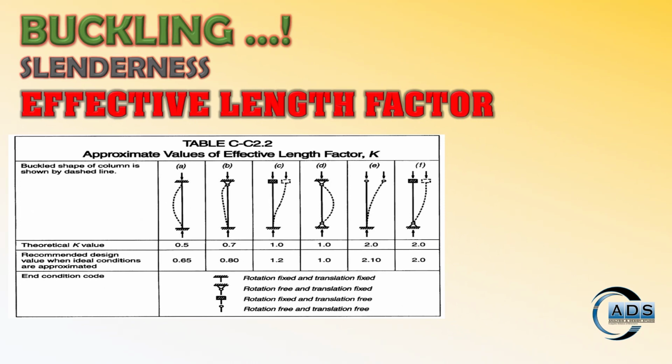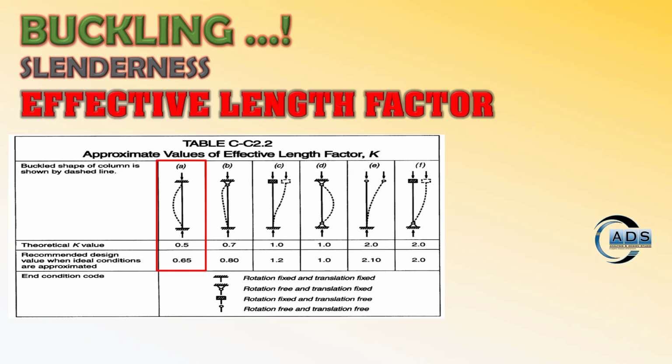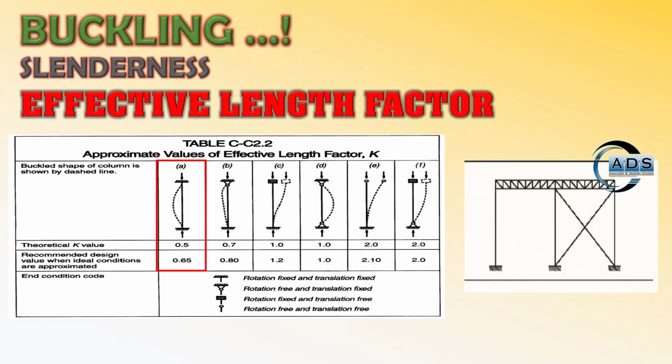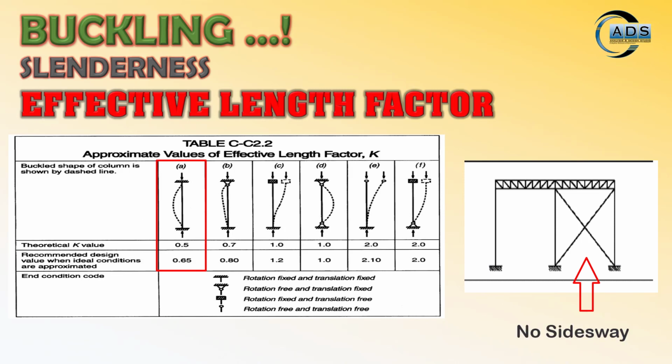So in the first case, case A, both the ends have the support where rotation is fixed and translation is also fixed. This case A can be used when this type of situation occurs. Here we can see that there is a frame in which there are 2 bays. In the right bay, there is a cross bracing which prevents side sway for all the 3 columns.